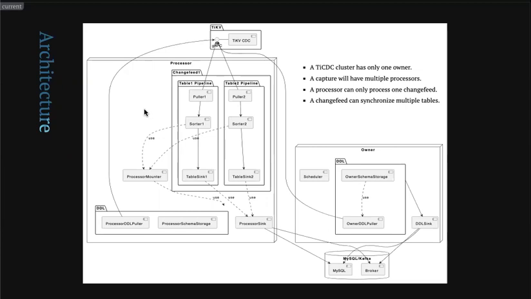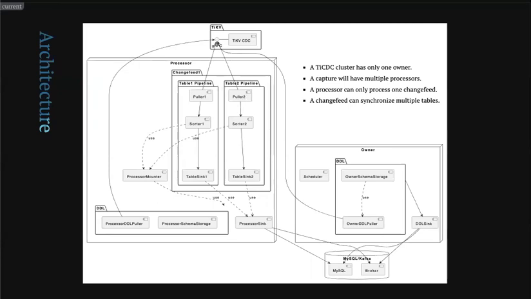The processor is responsible for replicating data for change feed. Each processor can only process one change feed, and a change feed can replicate multiple tables. You can see there is one processor for this change feed called change feed 1, and this change feed has two table pipelines, for table 1 and table 2.